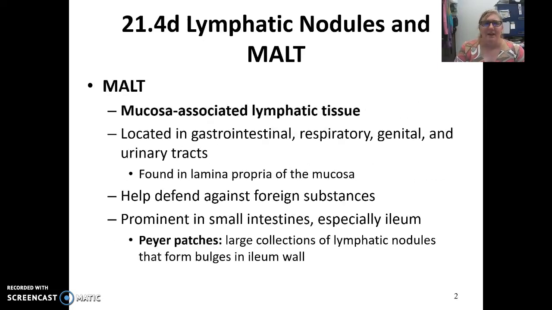This is going to be found in those regions, and it houses lots and lots of B and T lymphocytes, so that any pathogens that try to get through and into our body are going to be killed off before they can cause harm. One of the areas where we have a huge collection of MALT is the Peyer's patches of the small intestines.